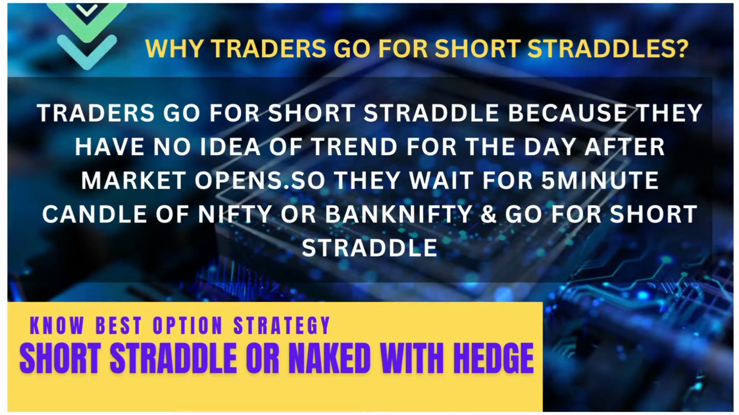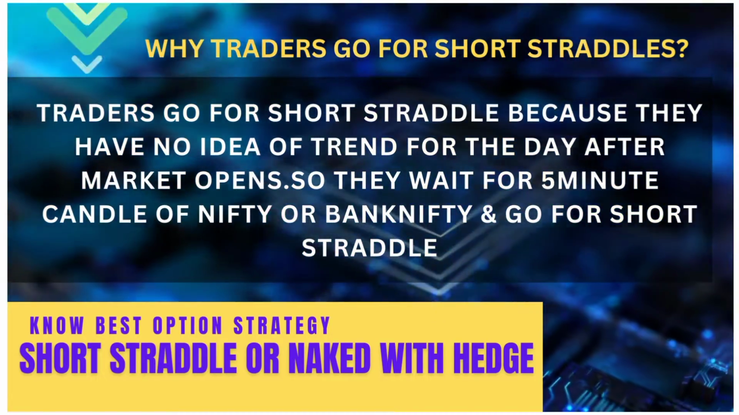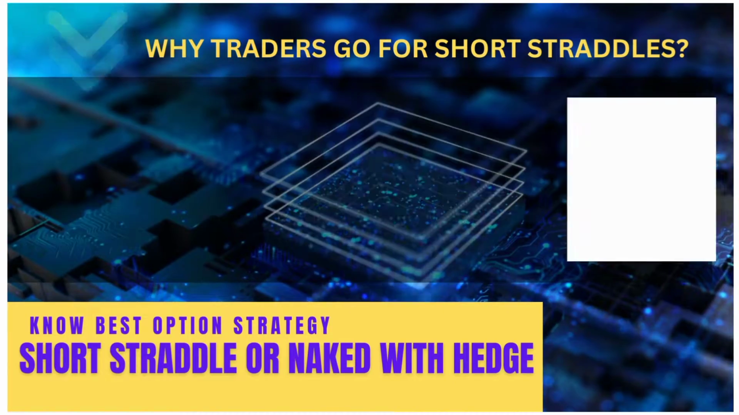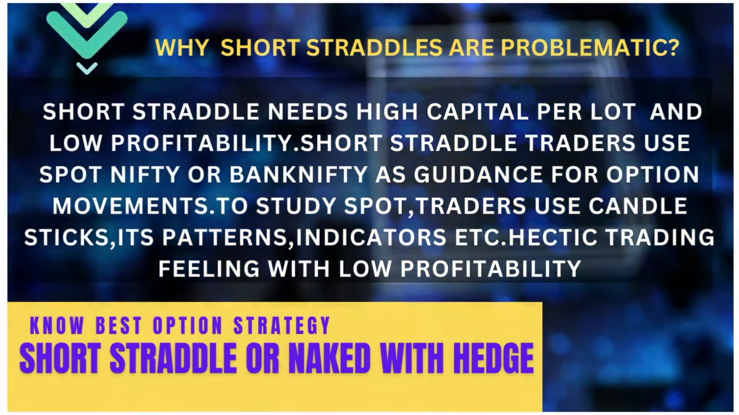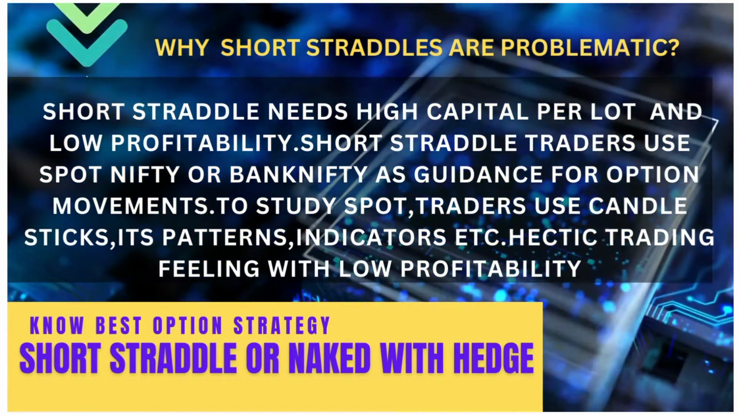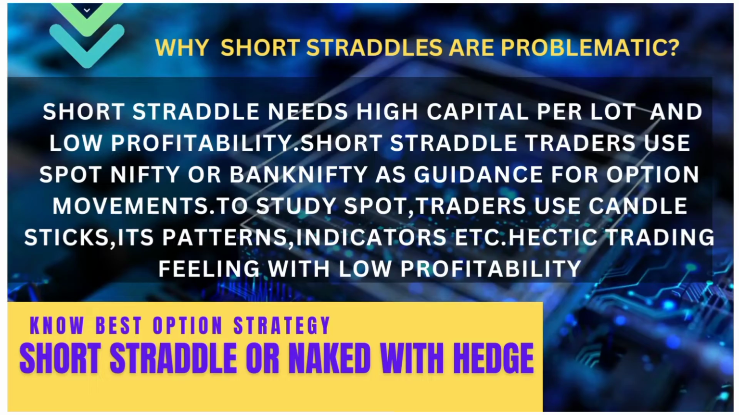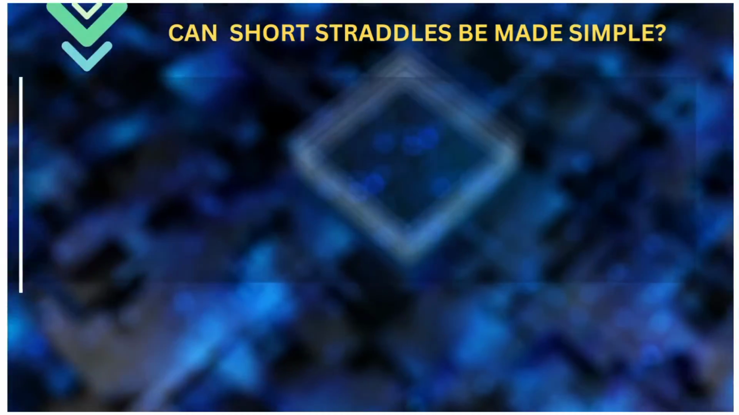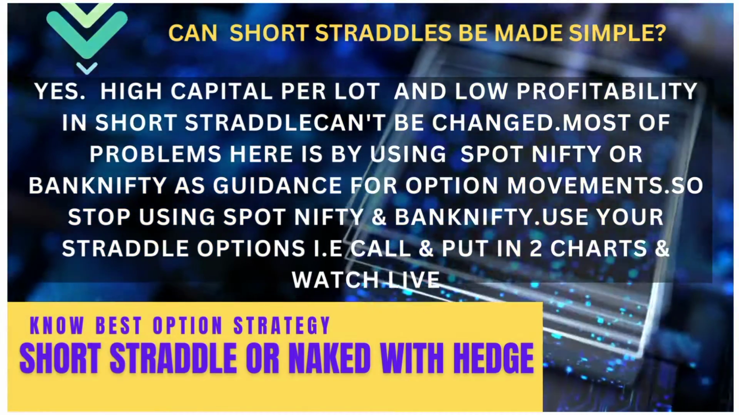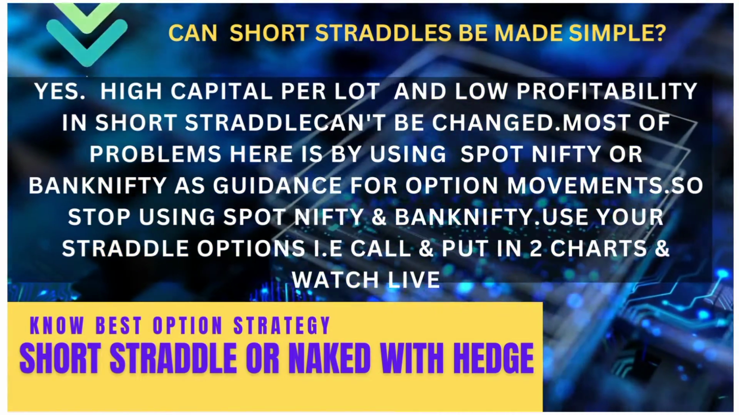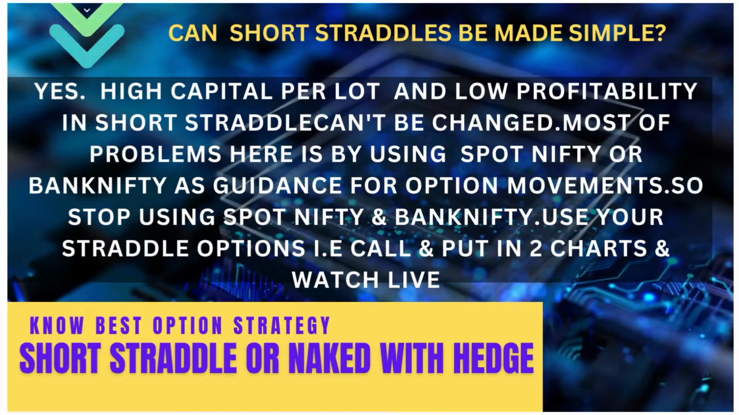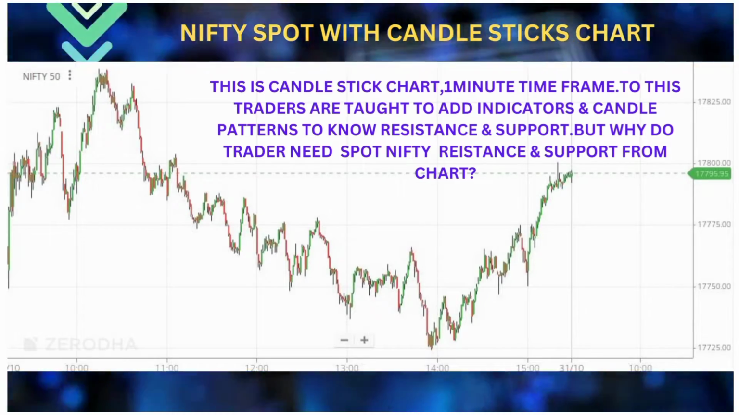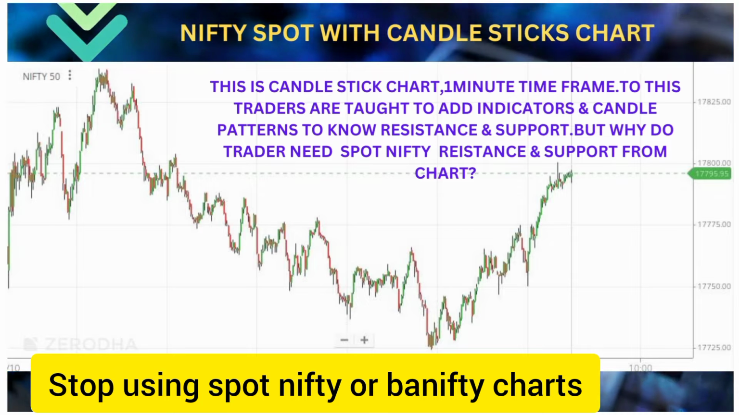So at 9:30 or 10 or 9:45, whatever the time is, they will go for selling a call and selling a put. After taking the short straddle or short strangle position by selling call and put with stop loss on both sides, traders immediately open their Nifty or BANKNIFTY spot chart. Traders will add candlesticks, indicators, then start studying patterns of candlesticks only to find out resistance and supports without looking into the two options charts.